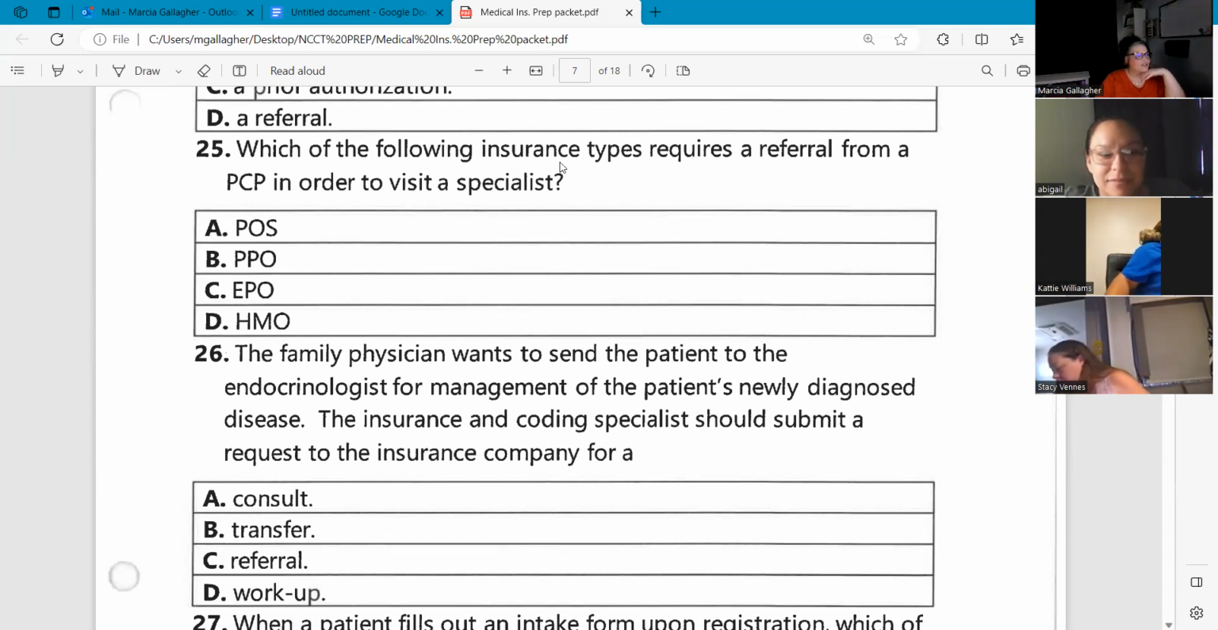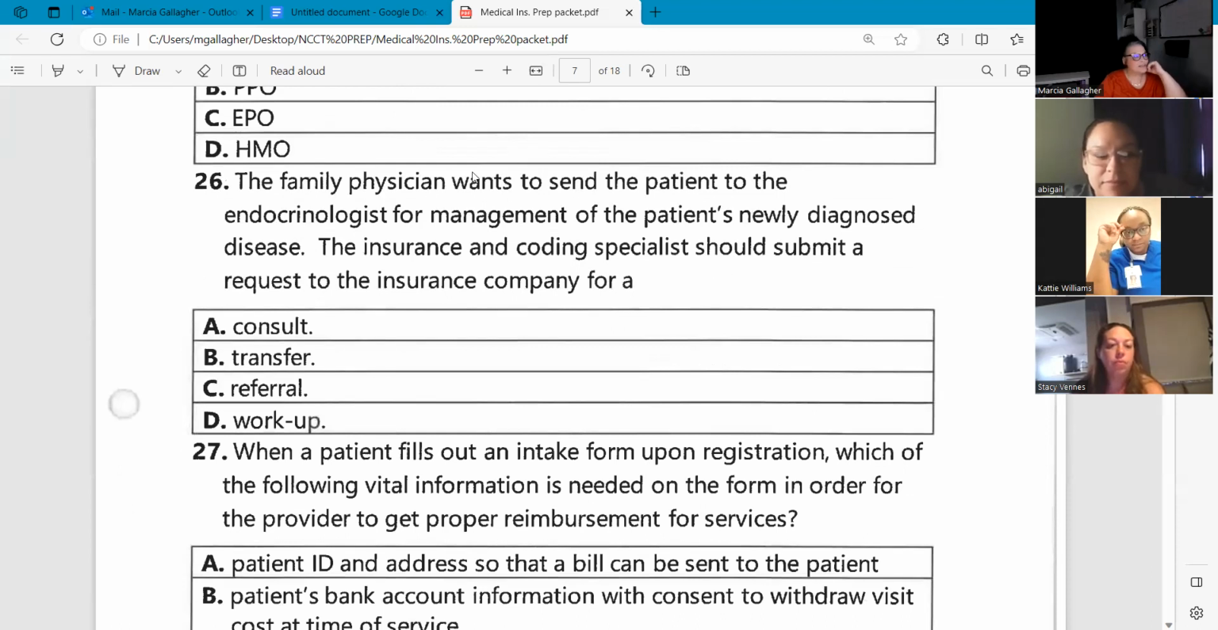Which of the following insurance types requires a referral from the PCP in order to visit a specialist? I'm not even going to read them. HMO, PCP, referral. So it is D, HMO.